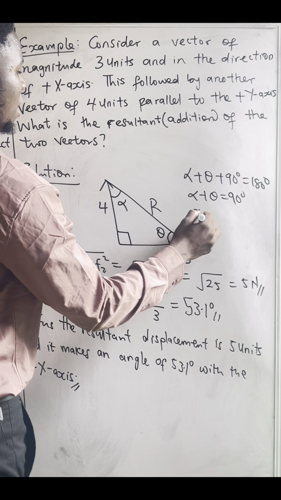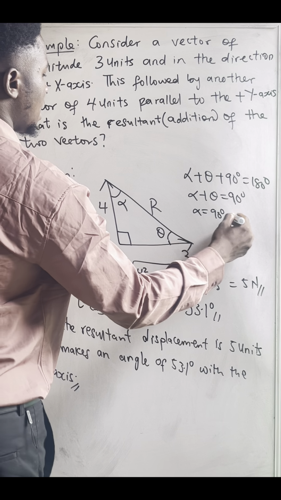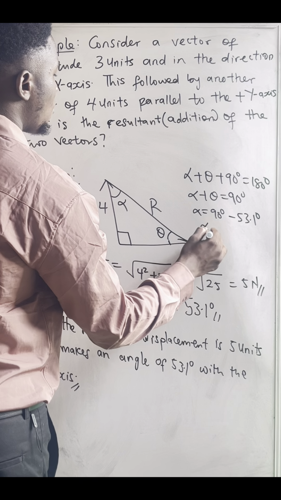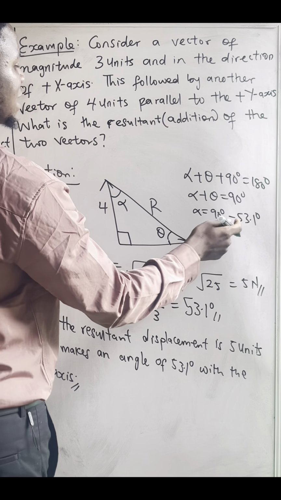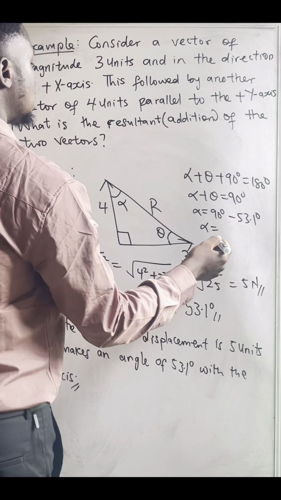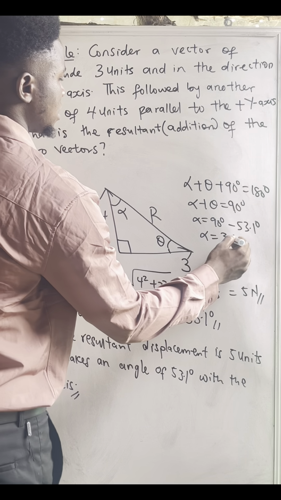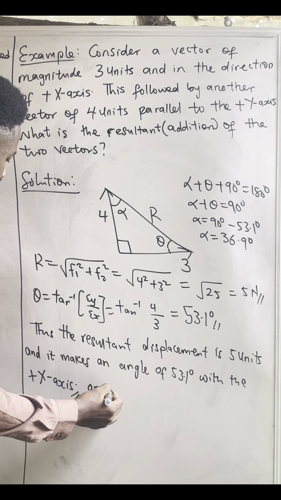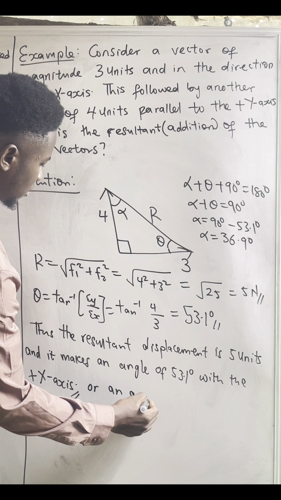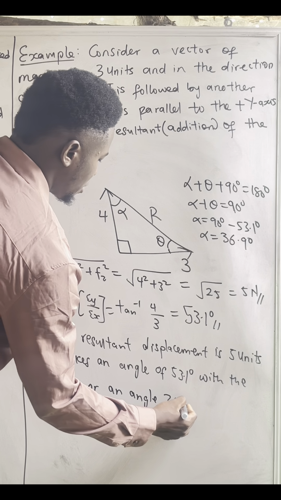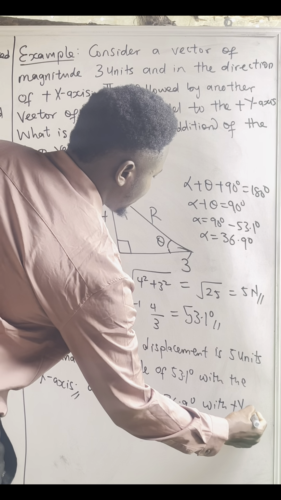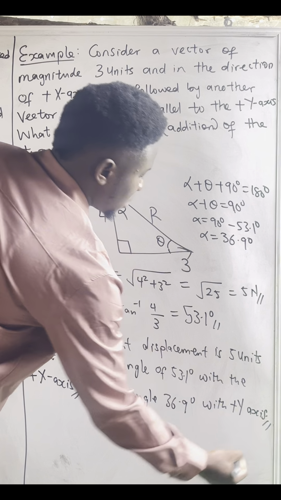Therefore, your alpha will be equal to 90 degree minus 53.1 degree. Then alpha is equal to 36.9 degree. So this simply means the resultant makes an angle of 36.9 degree with the plus y-axis. Thank you guys.